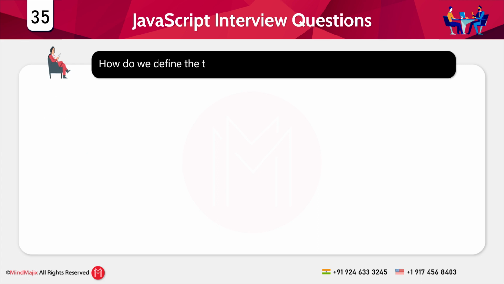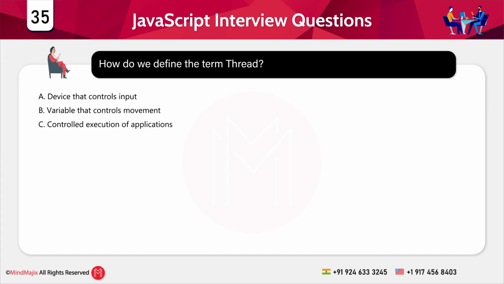How do we define the term thread? A. Device that controls input. B. Variable that controls movement. C. Controlled execution of applications. D. None of the above. Yes, so the answer is C. Controlled execution of the applications. So JavaScript is single threaded. To clarify better, this means that one single thread handles the event loop. For older browsers, the whole browser shared one single thread between all the tabs. So a thread can be defined as the controlled execution of an application.